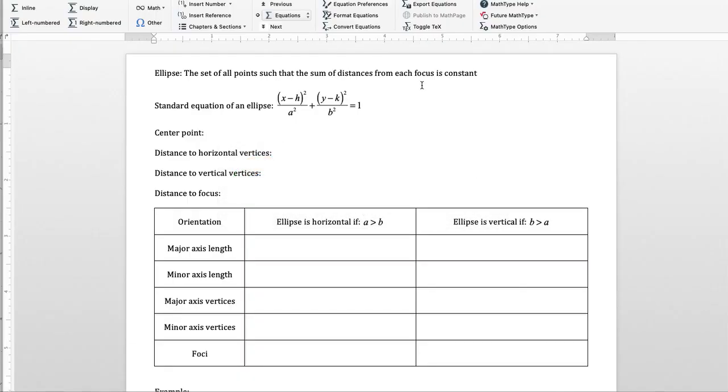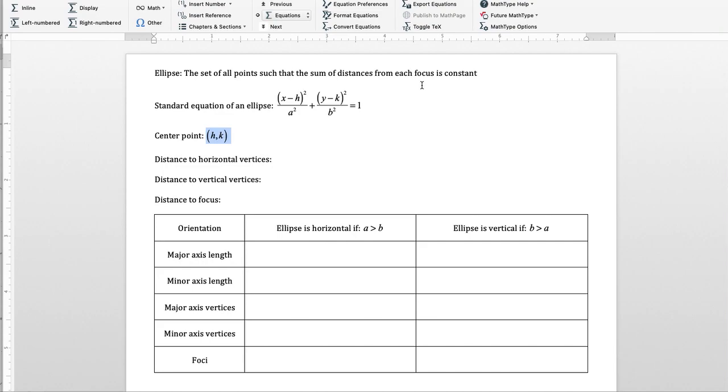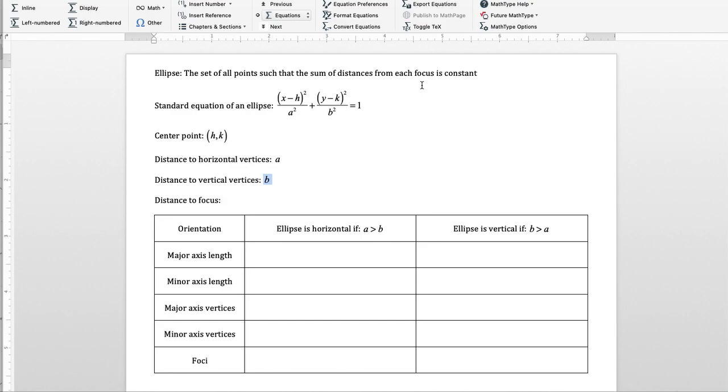So back to our standard equation of an ellipse. Reading through, we have different characteristics. Our center point, same as a circle, is that point (h, k). Now A and B give us the distances from the center to the horizontal and vertical vertices. The A, the square root of the denominator of the x term, gets us the distance to the horizontal vertices. The B, the square root of the denominator of the y term, gets us the vertical distances.